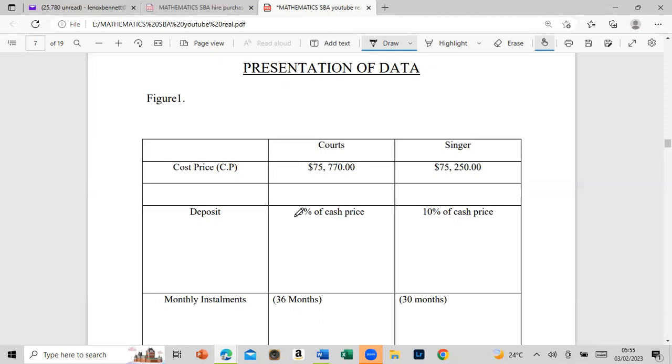So here we have the cost price, and we have quotes, and we have figures. So we're going to be comparing each. All right. I'm going to do a little calculation for you. All right. So let's go. So it says the cost price. So the cost price would be the cash price. So it's 75,000. Of course, it's 75,770. At Singer, it's 75,250. Now the deposit is a percentage of the cost price.